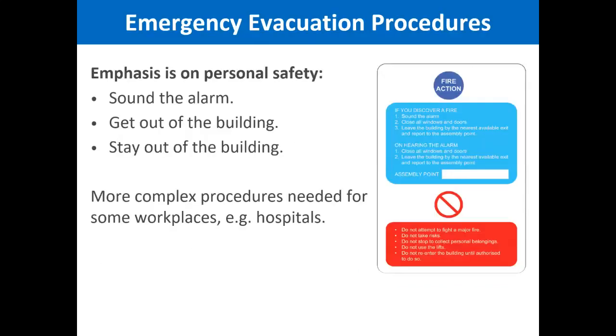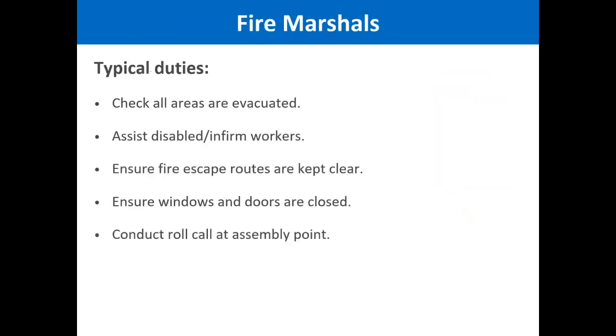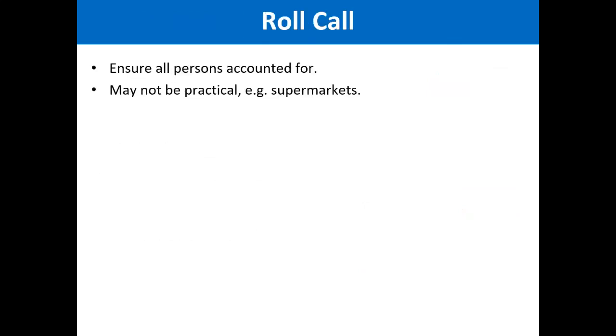Okay, moving on, emergency evacuation procedures. You need to know what to do in case of an emergency or a fire, so train your people as well. Fire marshals are very, very important. They check all the evacuated areas have been evacuated or not. They assist disabled or infirm people, ensure that the fire escape routes are kept clear at all times, windows and doors are closed, and a roll call to be carried out as well. The roll call basically ensures all persons are accounted for.